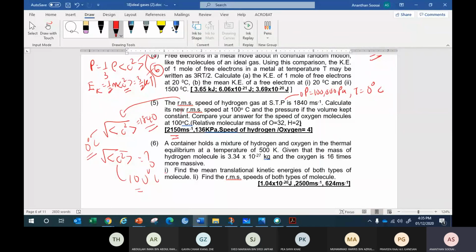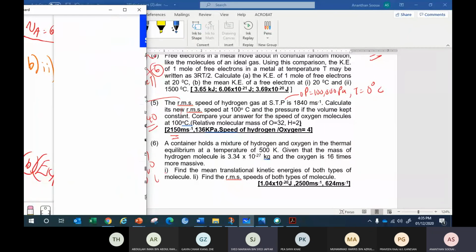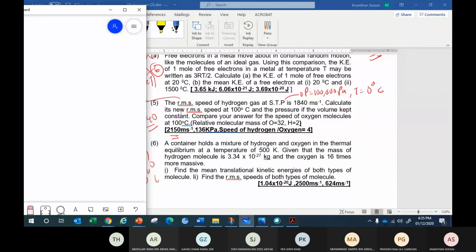How do you do this? Anyone? So half mc squared is found to be equal to 3/2 kT. So from here we can say the mean square speed is proportional to temperature. This is the point we have to use. Okay. Mean square speed is proportional to temperature.